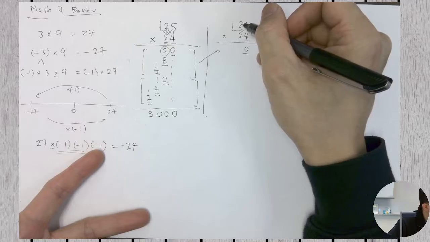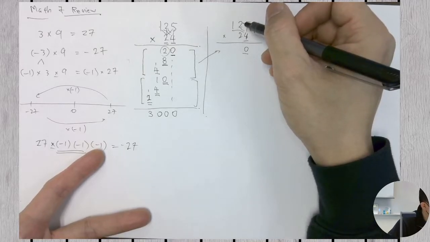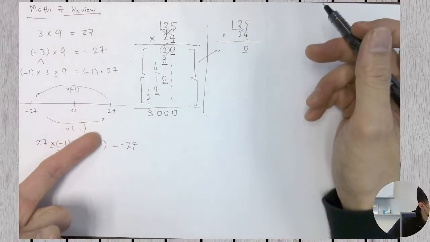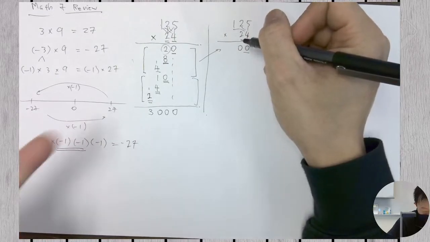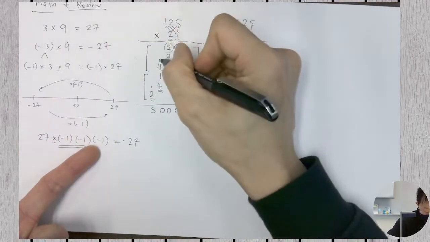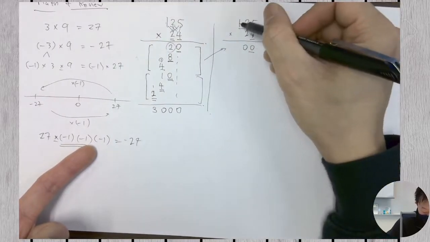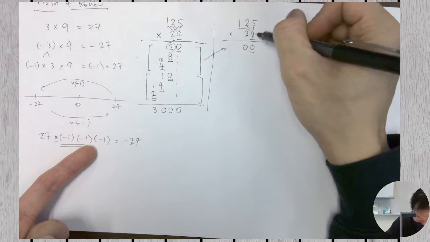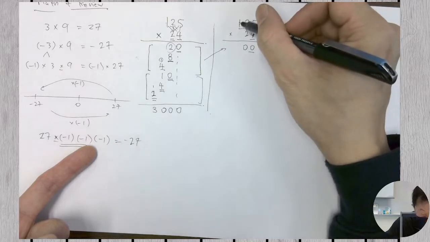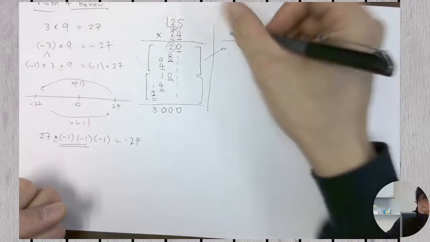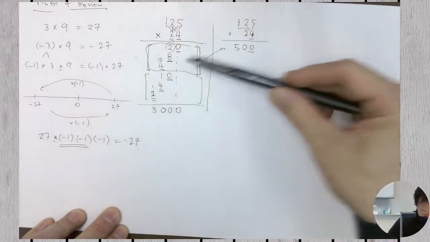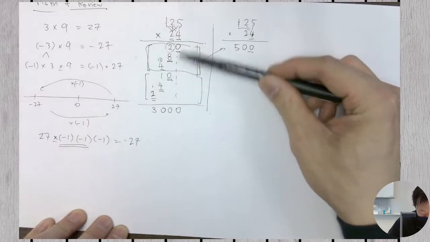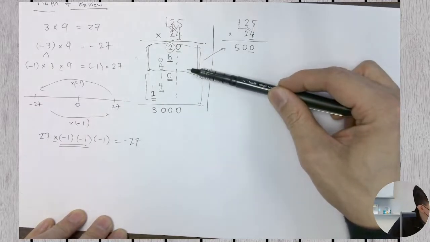4 times 2 gives me what? 8. I'm going to add this 2 to 8. 9, 10. So I'm going to write 0, and that 10 is a 1 in the tens place, so I'm going to keep the 1 in my finger now. 4 times 1 is 4. I'm going to add this finger, 5. Notice that 500 is equivalent to adding those 3 numbers: 0, 10, 500. You see that?